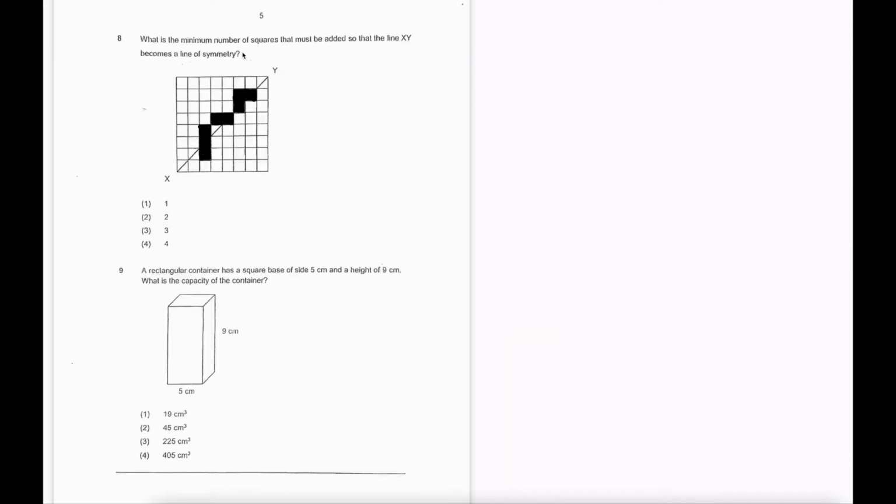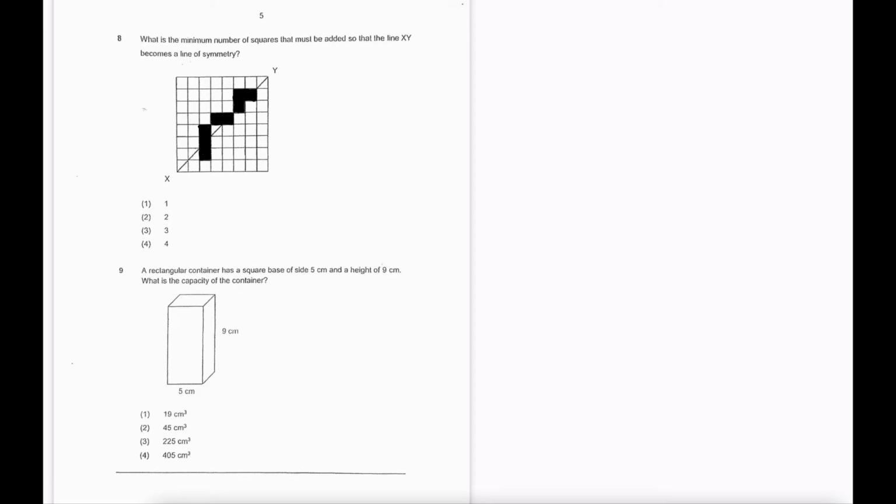8. What is the minimum number of squares that must be added so that the line XY becomes a line of symmetry? If you download the paper online or you printed it out, you realize that it's basically blank. So what I did is I shaded it back. This is how it should look like. Now that you know, maybe you can give it another try on your own first before you see the answers. But anyway, I'm going to go through this now.